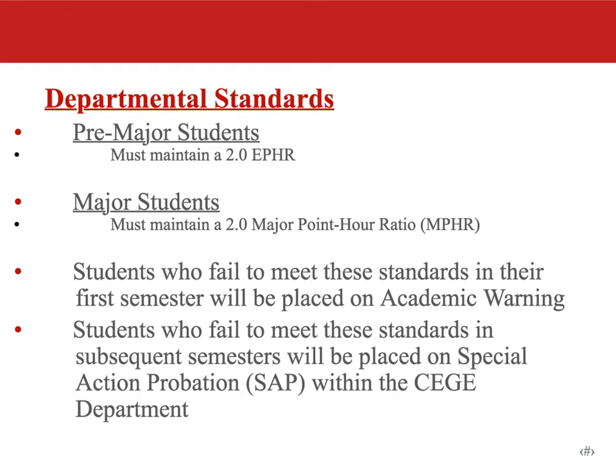If you're in our major, or when you're in our major, you have to make sure you're keeping a 2.0 in the major point-hour ratio, or GPA. Those are the courses that are required for graduation. So that would include the core courses, the core electives, and the required core courses and technical electives as well. If you don't meet these standards in your first semester, again, you'll be placed on academic warning. And if you don't meet those standards in subsequent semesters, you'll be placed on what's called special action probation within the department. And we'll talk about academic probation and special action probation in a moment.